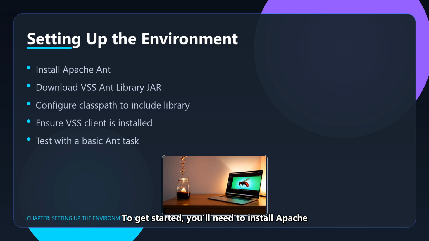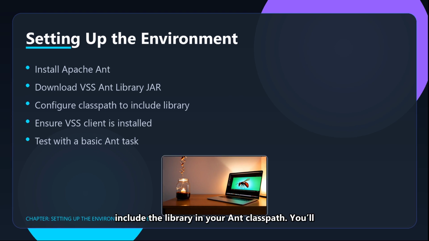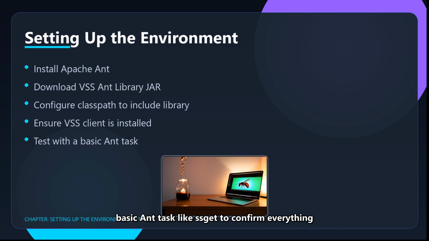To get started, you'll need to install Apache Ant and download the VSS Ant library jar file. Once you have it, make sure to include the library in your Ant classpath. You'll also need the Microsoft VSS client installed on your machine. Finally, test your setup with a basic Ant task like ssget to confirm everything is working correctly.